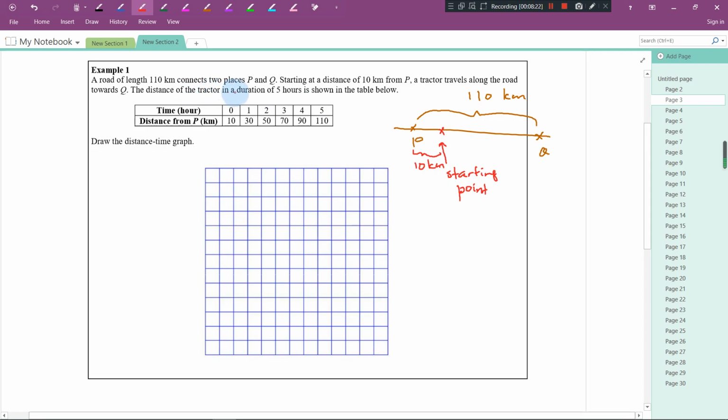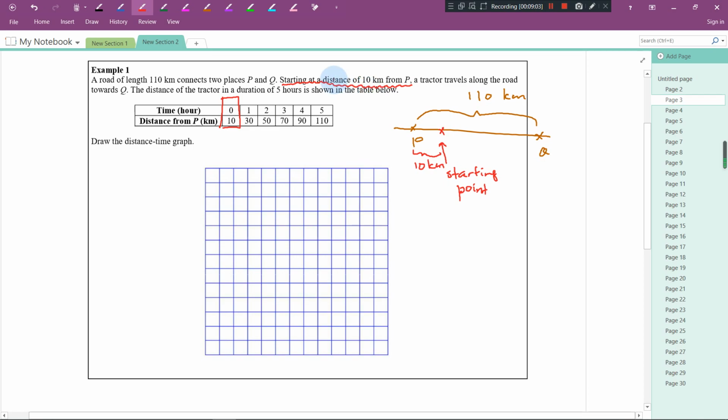The distance of the tractor in the duration of 5 hours is shown in the table below. So now I have a table here. We need to draw the distance-time graph. I think this one should be no problem, right? Okay, let's take a try. Pause the video, try to draw the graph. Because the question tells you that when the tractor starts to move, it's already 10 kilometers from P. That's why you look at here. When the time is 0 hours, the distance from point P is 10. So this information we can get from here.